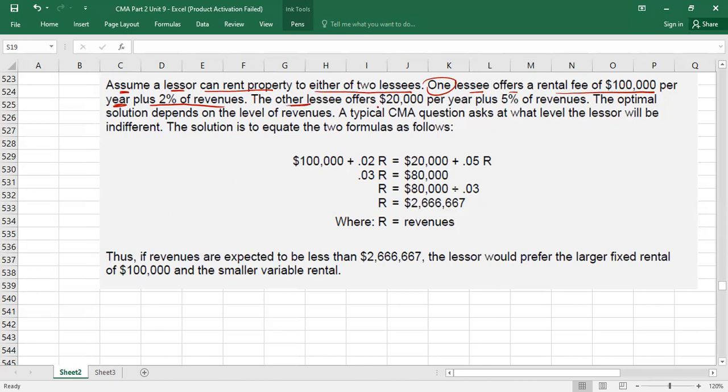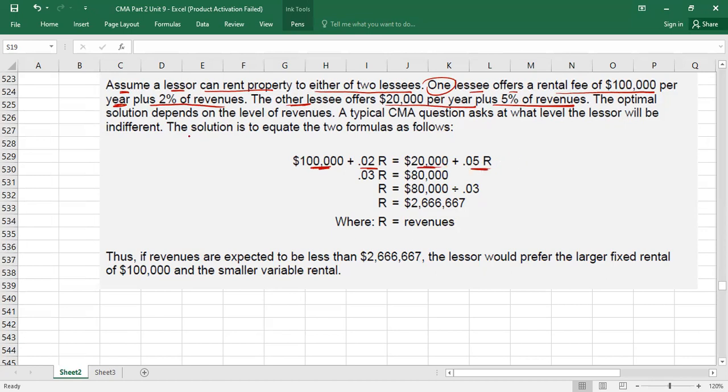The other lessee offers $20,000 per year. So 20,000 is a fixed value, plus he offers you 5% of the revenue. So one offer is 100,000 plus 2% of revenue. The second option is 20,000 rent plus 5% of revenue.